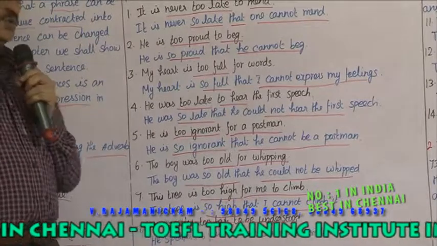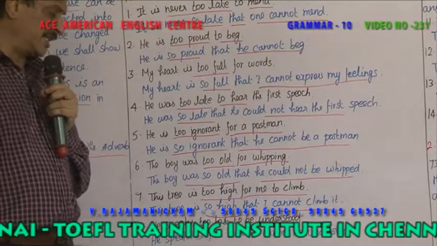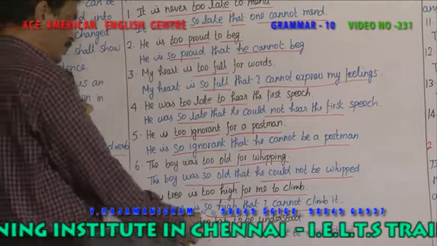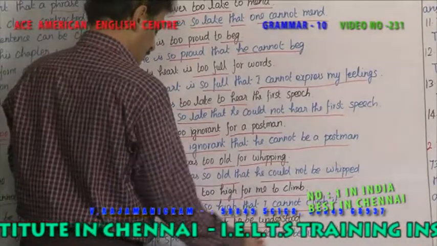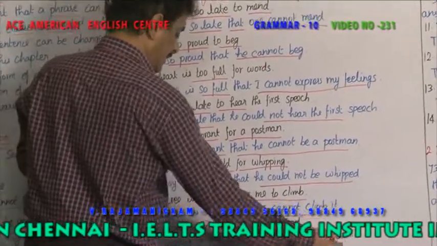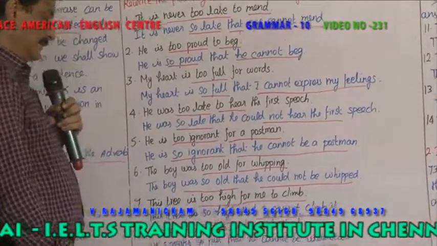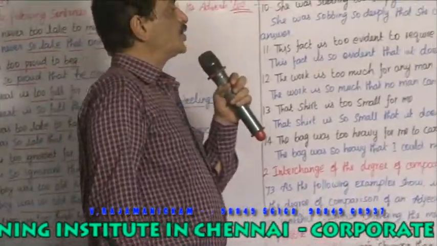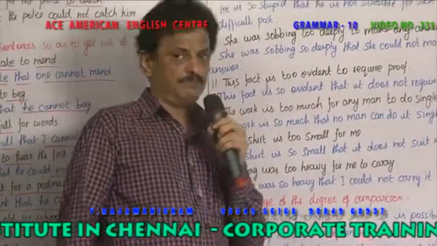He speaks too fast, very fast, to be understood. I am unable to understand. He speaks too fast to be understood. So he speaks so fast that he cannot be understood. Right? Got it.